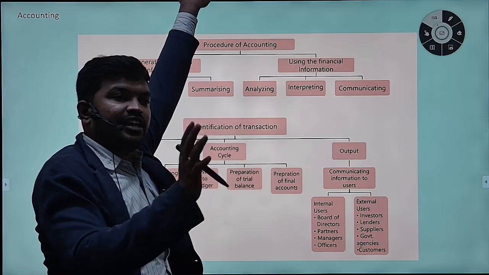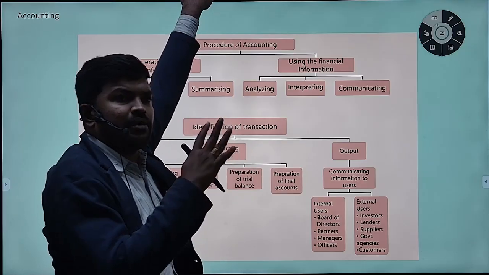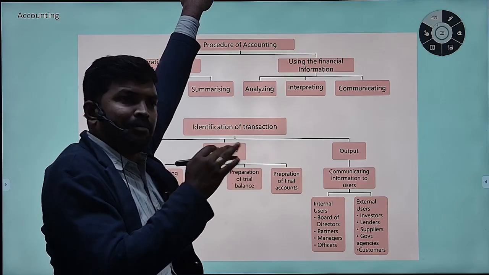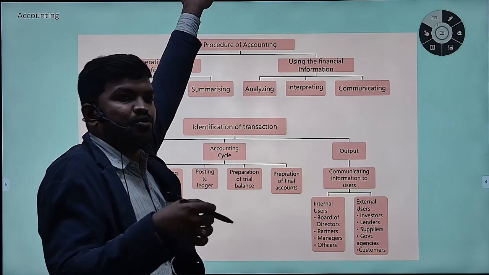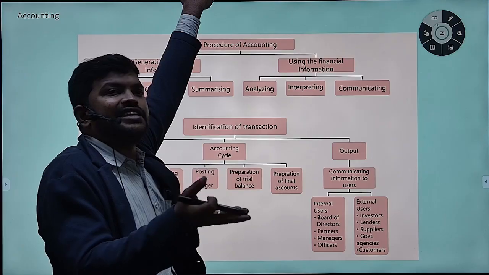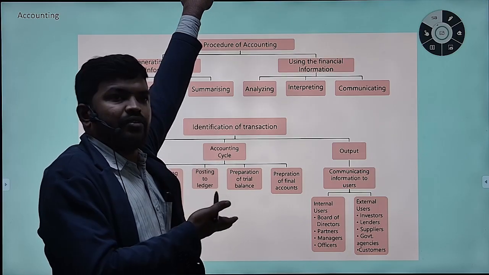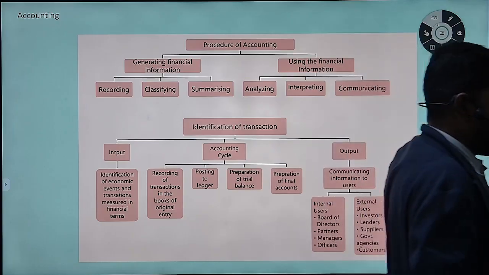You can see any small kirana shop, you might have observed, not in any big organization. At least see some kirana shop somewhere. They'll maintain something, that today something has been purchased, this much sales happened. That also you can treat as a journal only. It may not be complete, but you can treat it as a journal.